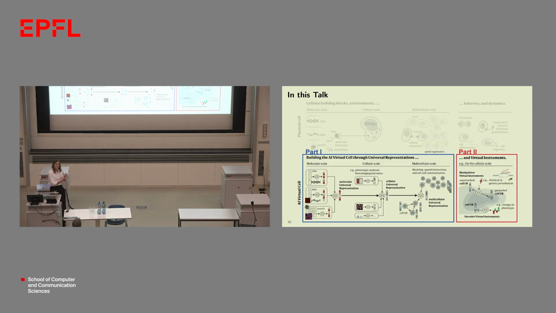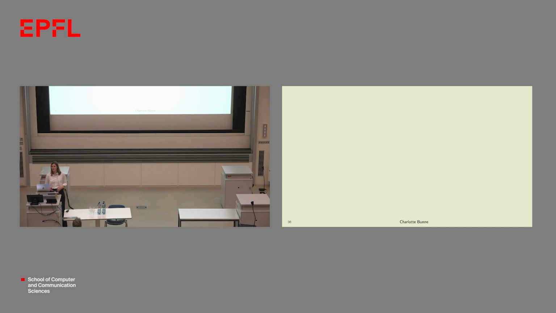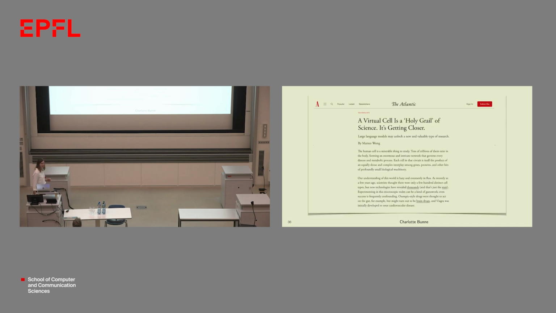So these are just two examples of how we build those AI systems, right, with this overall vision of building those multimodal, multi-scale foundation models for biology to solve all those tasks simultaneously. And it might sound far in the future, but we recently had an article covering our work, which said that the AI virtual cell is a holy grail of science, but it's getting closer.